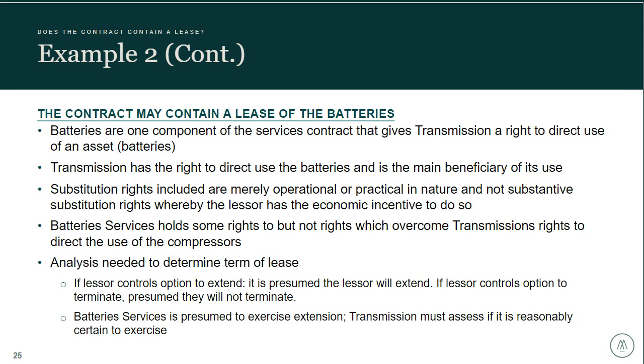And what's been interpreted to mean is a 90% certainty. So reasonably certain is accepted to mean you're 90% sure. I know it's hard to assign a quantitative number to a qualitative decision, but the gist of it is you have to be pretty dang certain of the term before you are going to presume that that option gets taken.